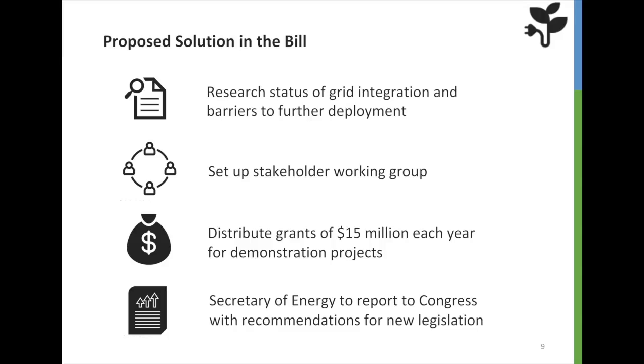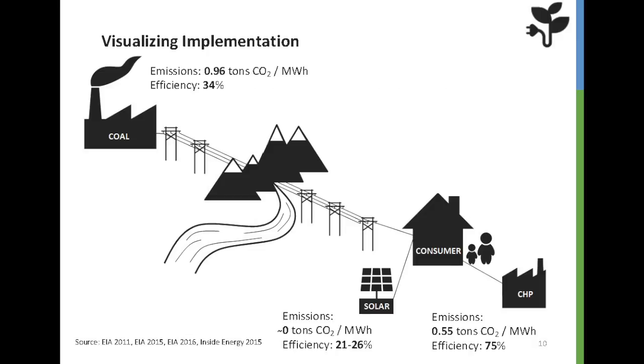So specifically, our bill will achieve this goal of encouraging clean, distributed, integrated energy by doing research into the status of grid integration and barriers to further development, setting up a stakeholder working group to get everyone at the table discussing these issues, distributing grants of $15 million each year for demonstration projects, and these demonstration projects could include combined heat and power plants, fuel cells, waste-to-energy plants, and renewables like wind and solar, and also reporting to Congress with recommendations for new legislation. In terms of visualizing what this bill could achieve, we can compare two different scenarios.